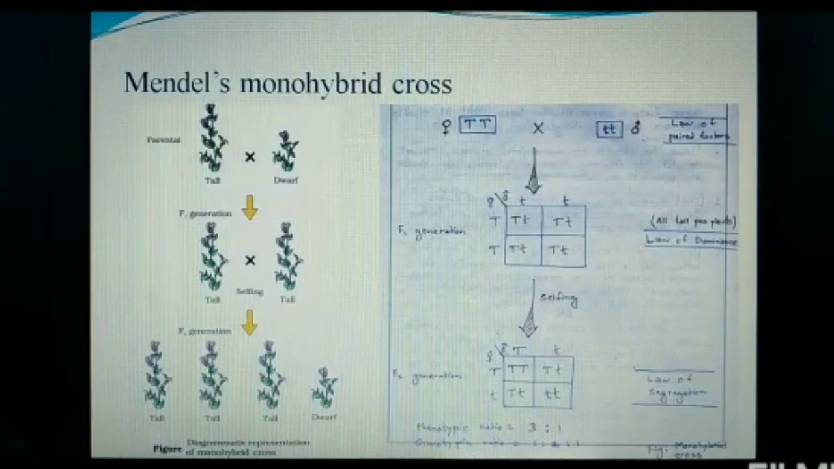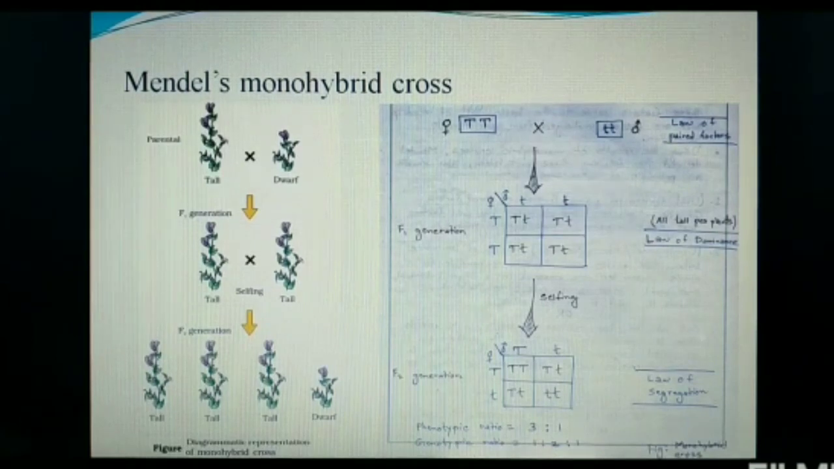So now let's study Mendel's monohybrid cross. Mono means single and hybrid means offspring produced by the crossing of two different species. So monohybrid cross is the first experiment of Mendel, considering the inheritance of a single trait.